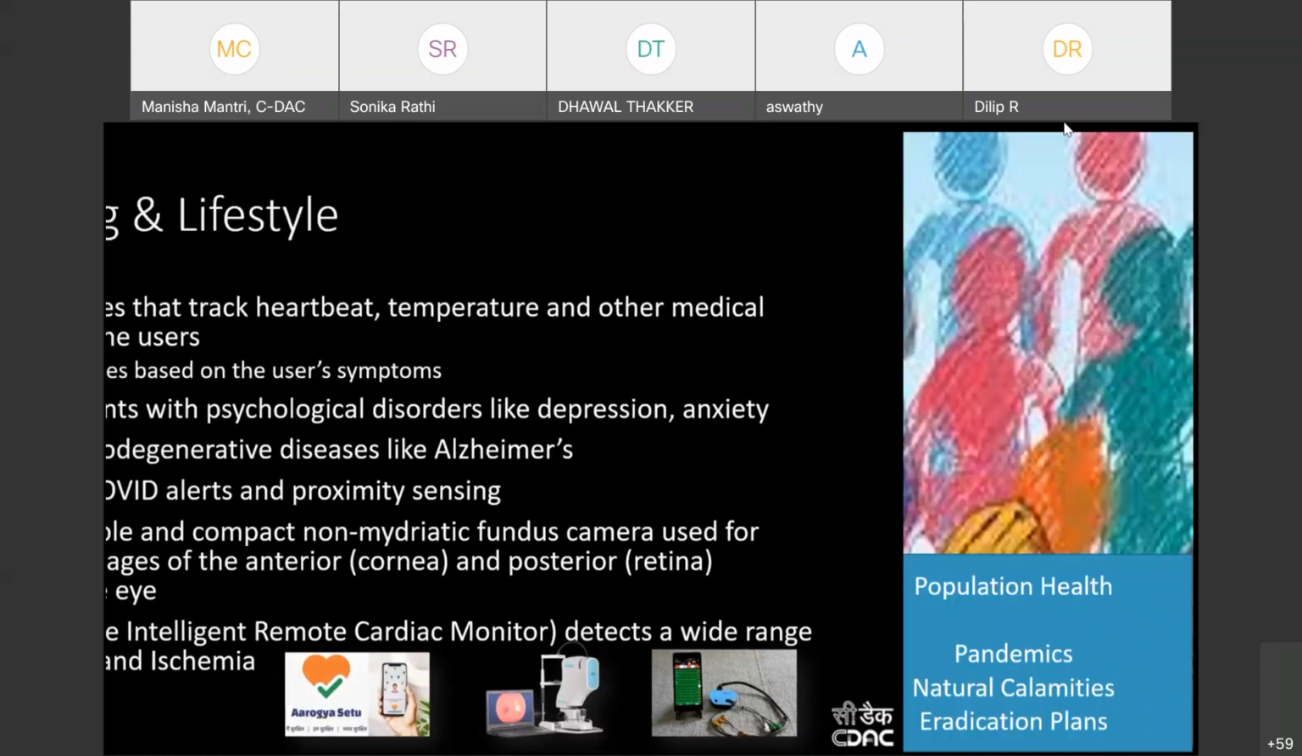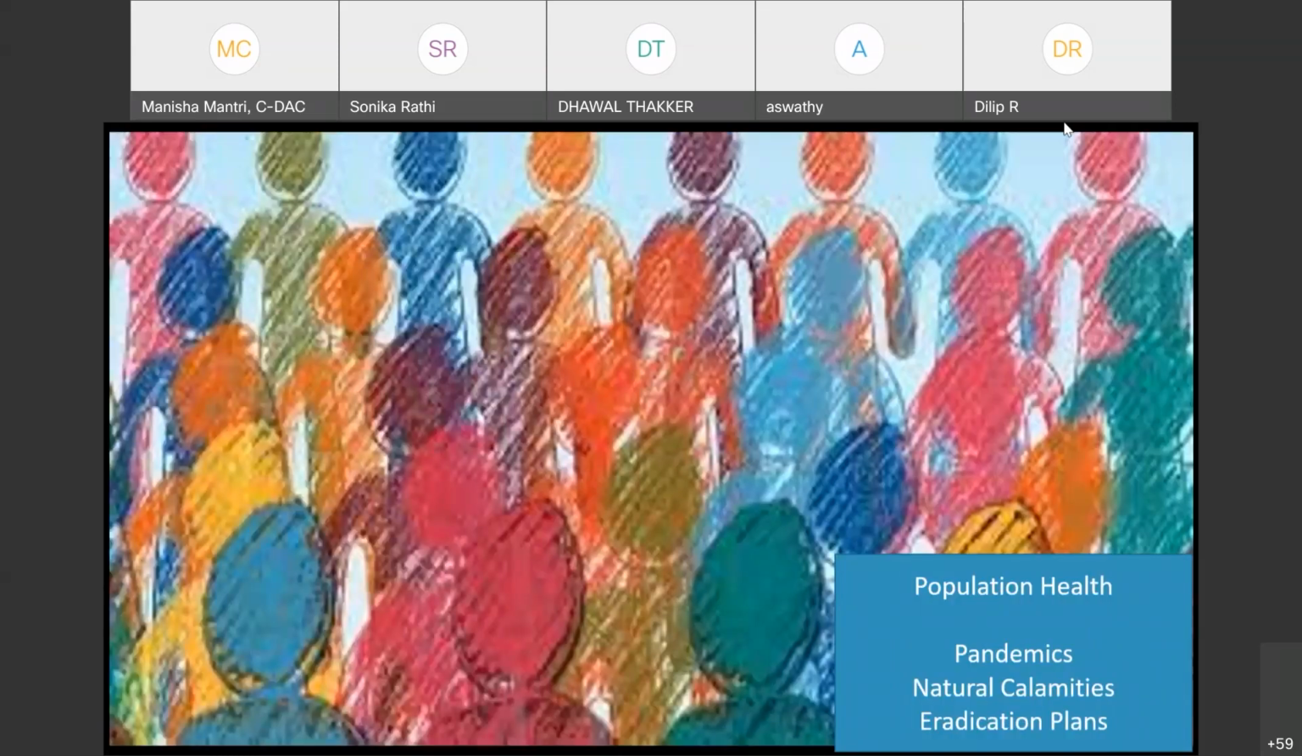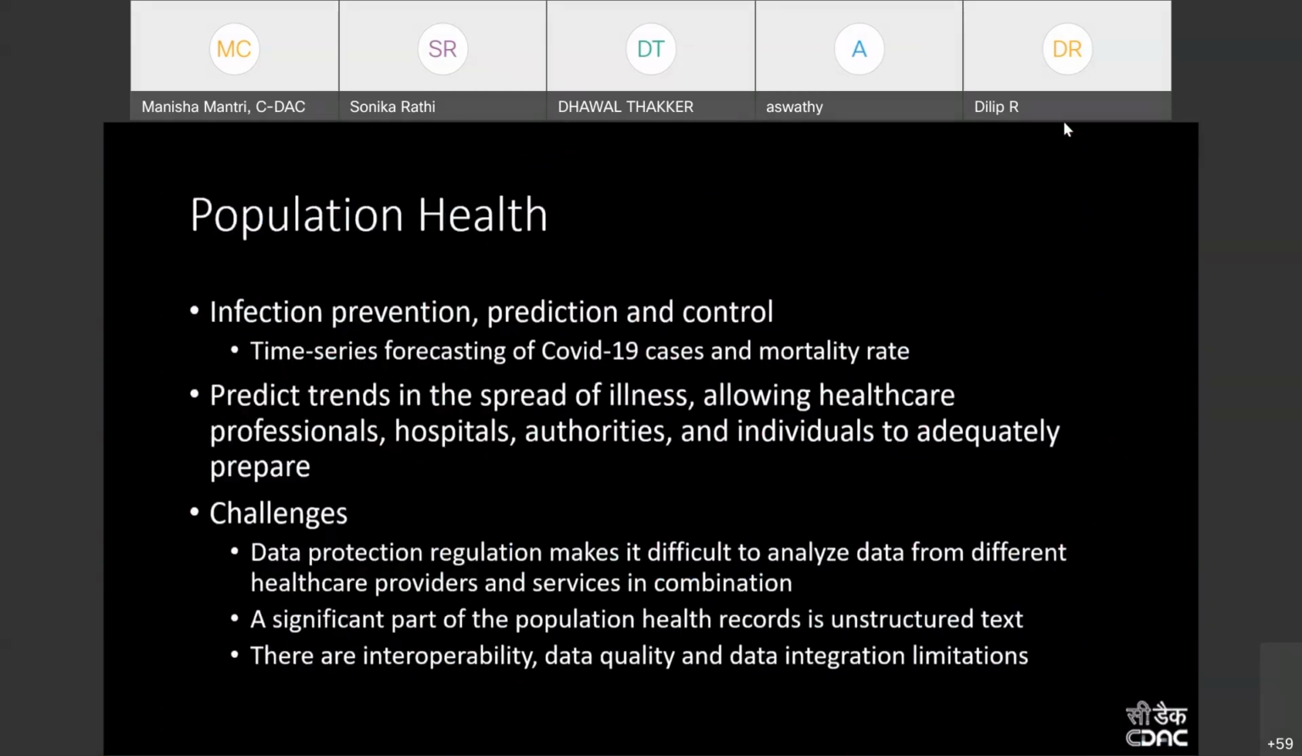multiple hospitals. The next area is population health, which is very important because you can manage pandemics, natural calamities, and also do the reduction plan for chronic diseases or long-term diseases. So in population health, data science plays a very important role, because using data science, we can prevent infection, predict infection, and also control it.